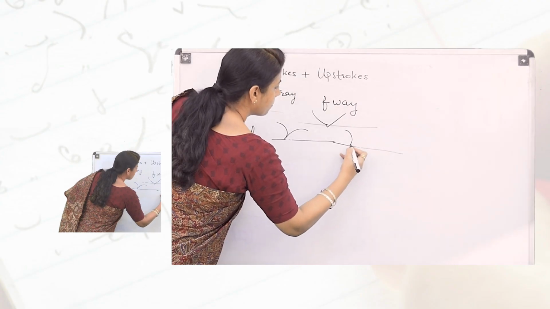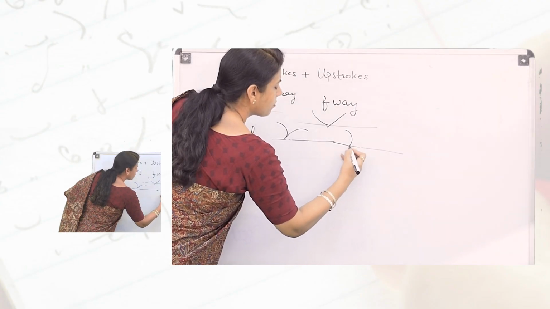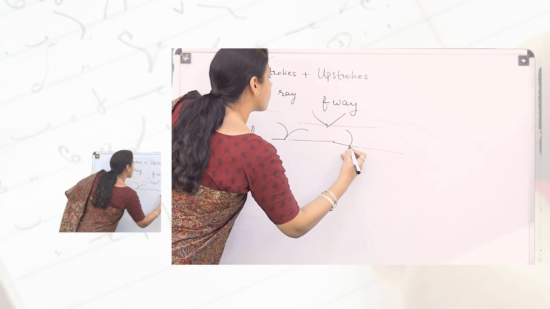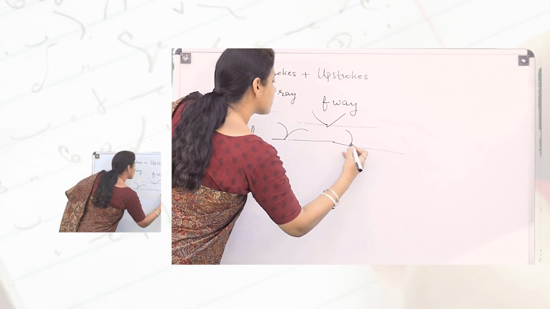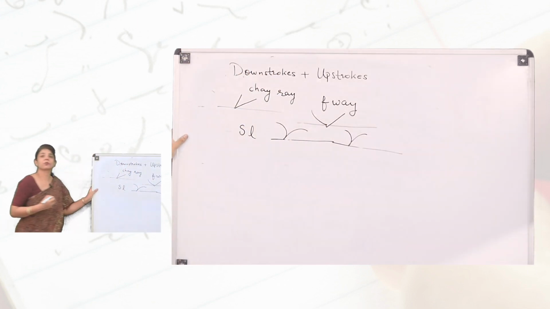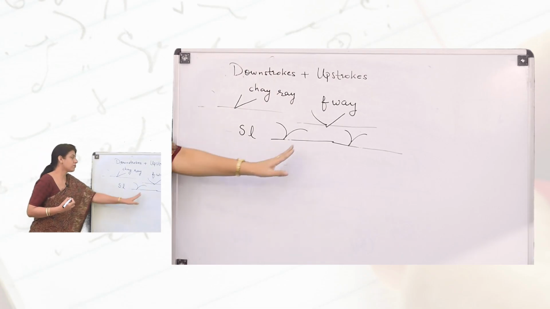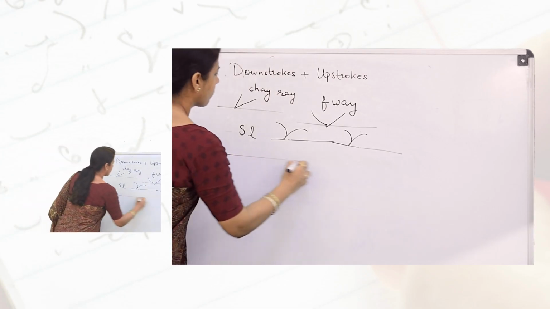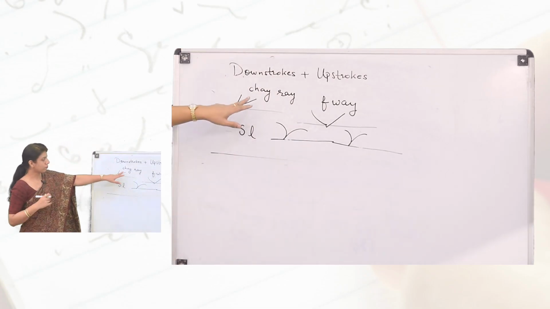So again I'm writing the same outline. Please pay attention here. S is a downstroke, and the point where the S ends, L begins from the same point. So this becomes S and L. Okay, one more example. Let's take one more example of this.